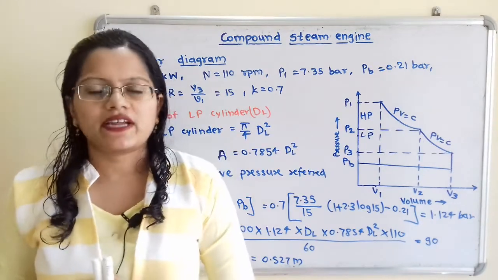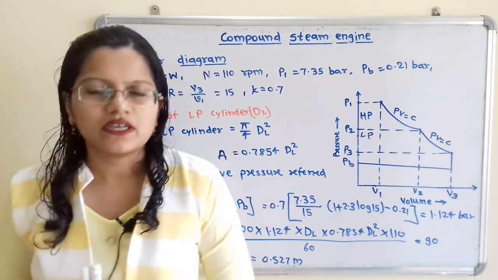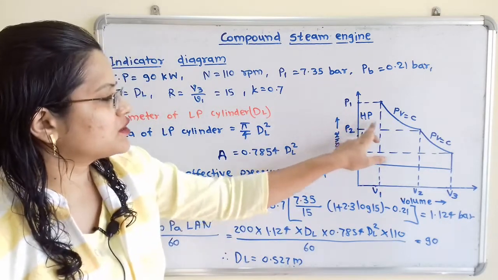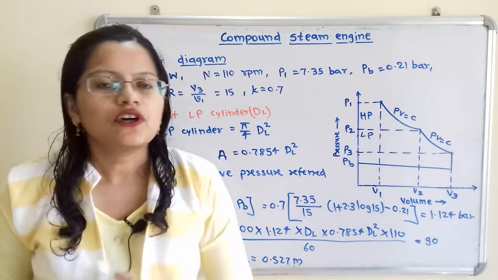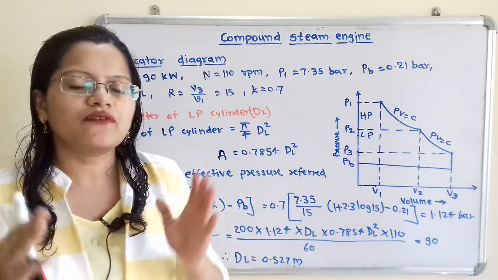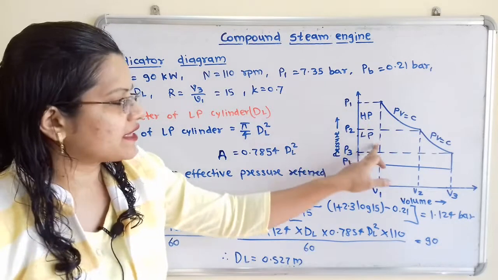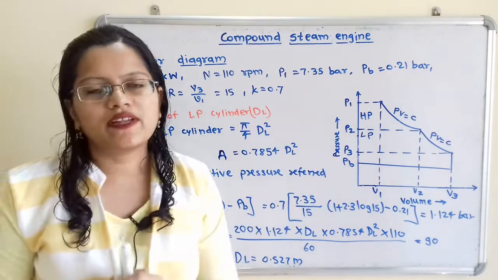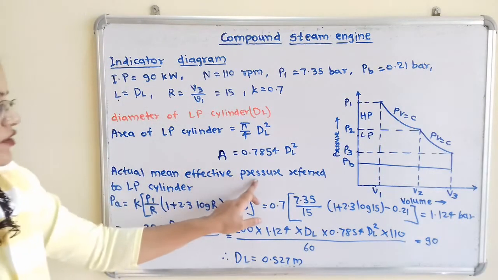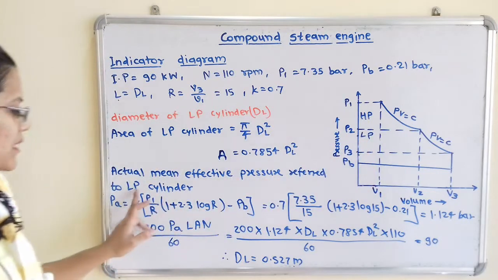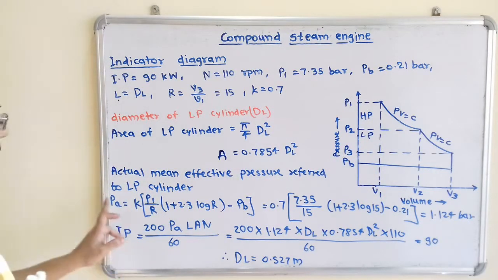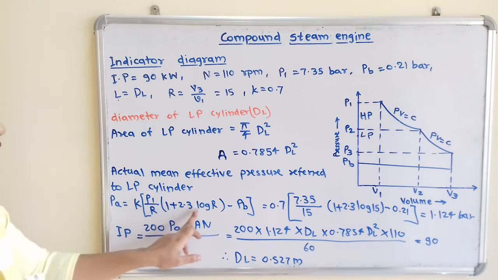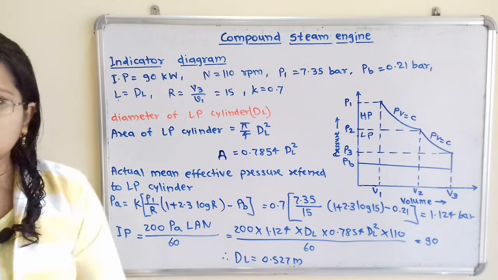Now we will calculate actual mean effective pressure. If we observe here, the expansion process is taking place in the HP cylinder and LP cylinder. So the actual mean effective pressure for the combined indicator diagram is always referred to the low pressure cylinder. So we will calculate the actual mean effective pressure referred to low pressure cylinder. So what is the formula? PA is equal to K P1 by R in bracket 1 plus 2.3 log R bracket complete minus PB.